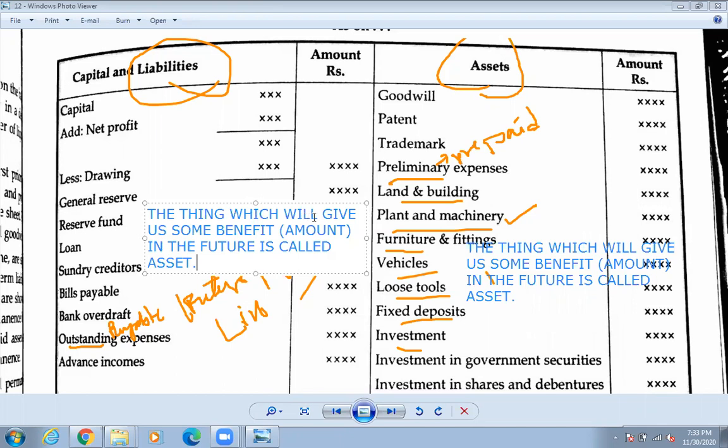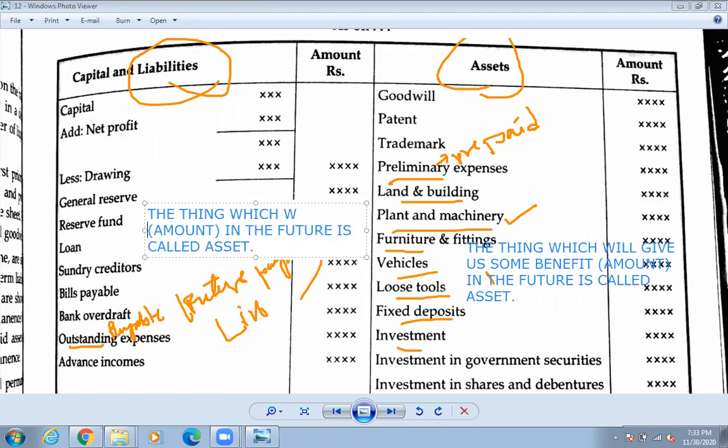Okay? So, in the same way, the things which we need to pay in the future, okay, the things which we need to pay in the future, so that is called the liabilities. Sorry, not the assets, so that is called the liabilities.